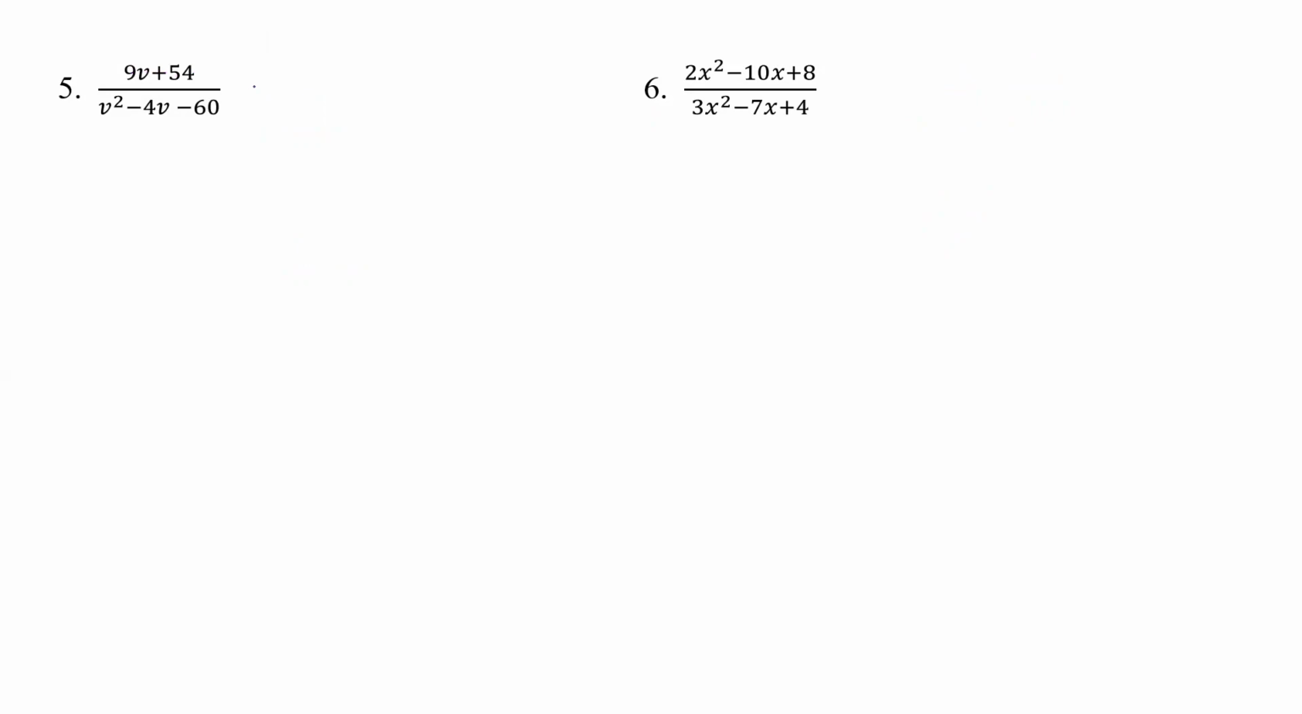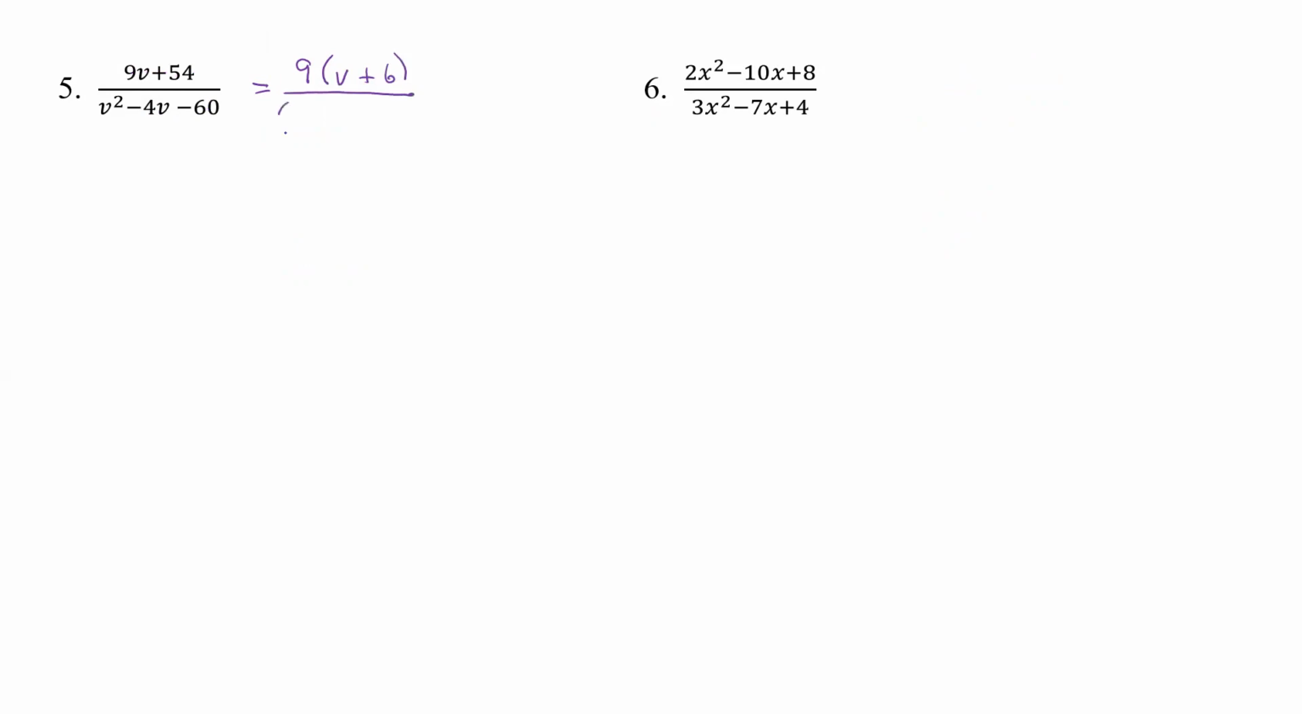Okay, so looking at our next one, number 5, I see that the numerator has a factor of 9 I can pull out. And this next one, I see that 60 has a lot of ways I can factor 60. So trying to get the one to get 4, I'm going to try the numerator first. So I'm going to pull out a 9, and that gives me a v plus 6.